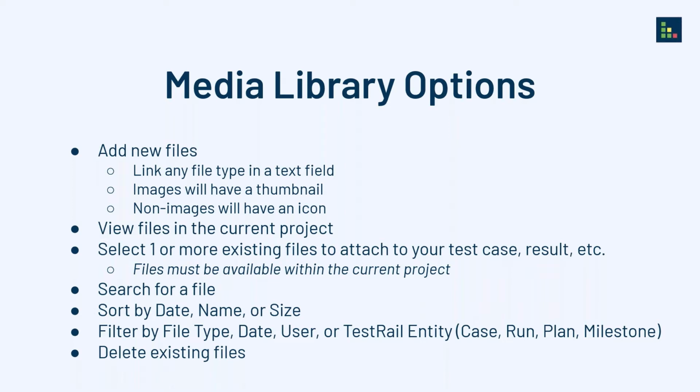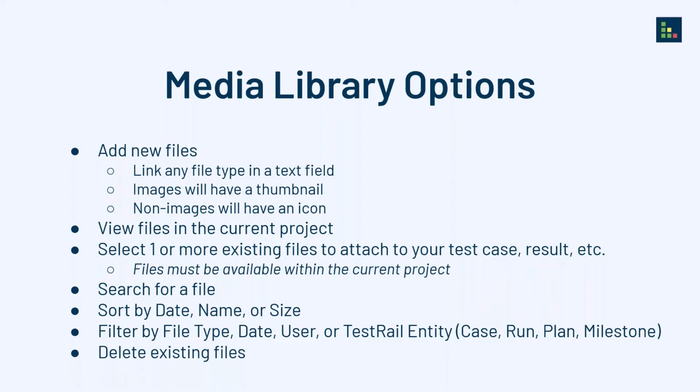The media library provides you the option to view files in the current project. Here, as I said, you can select one or more existing files to attach to your test case result, as long as those files are available within the current project. So if you are in project A and there's a file in project B, you would not see those files from project B. And there are additional options to make that file available in multiple projects, which we'll get into in a moment.